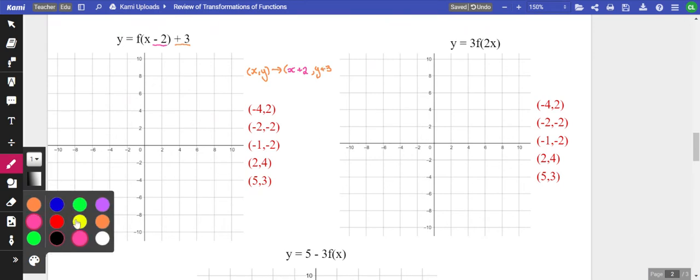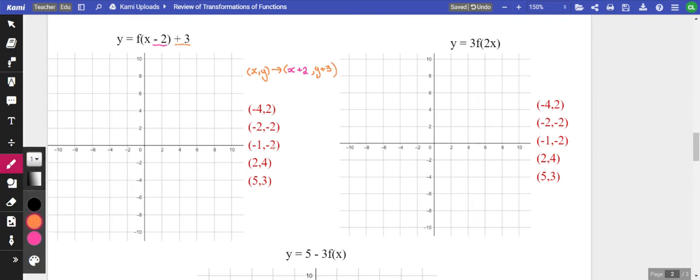So we're going to apply these two transformations to all of our points from our parent function. So they're the ones in red here. What used to be negative 4, 2: negative 4 plus 2 is going to be negative 2. 2 plus 3 is going to be 5. So I'm going to have negative 2, 5.